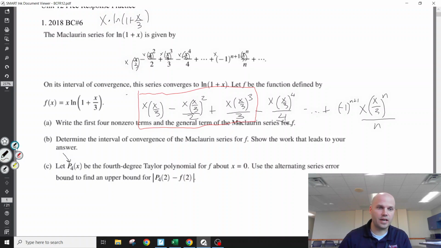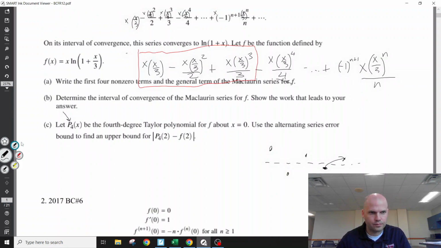Use the alternating series error bound to find an upper bound for P4 of 2. This is the idea of alternating series error. It's all about the next term, where every single time you add a term, you're going to jump over your sum. So you know that your error is within this distance. Your value is within this distance, between here and here, of the sum. So you just plug in 2.